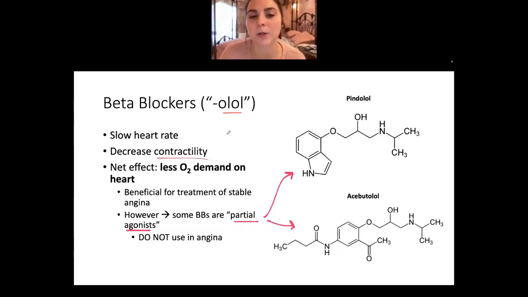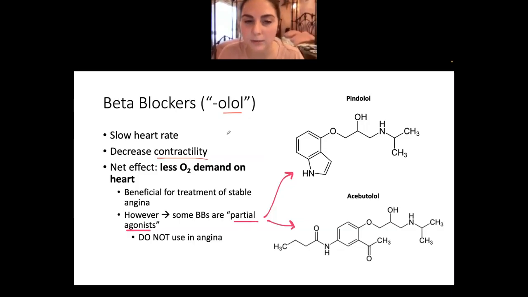I know we're talking about nodal cells and contractile cells, and I just said we're not focusing on the contractile cells with beta blockers. But if I'm decreasing how frequently the contractile cells are contracting, that's going to decrease the amount of work overall that the heart has to do, which is going to decrease oxygen demand. And if you decrease oxygen demand, this is going to help, for example, stable angina.